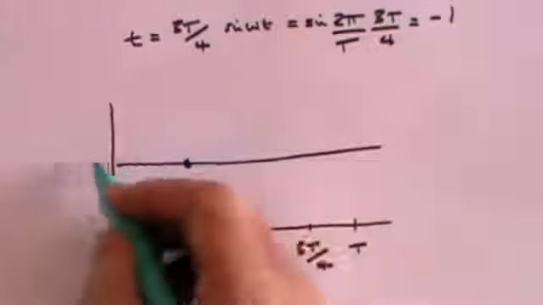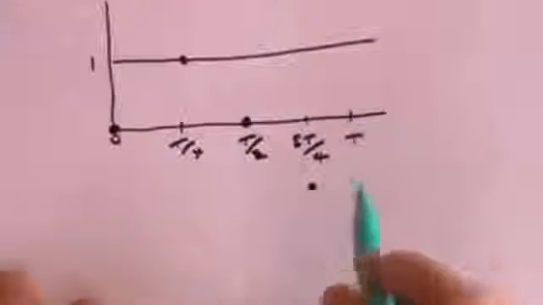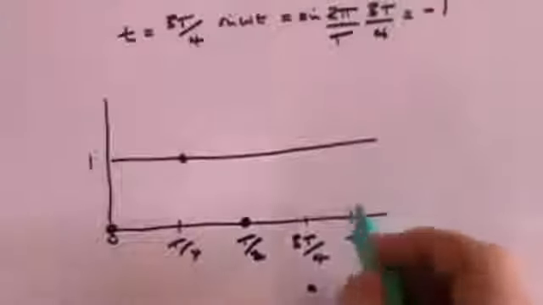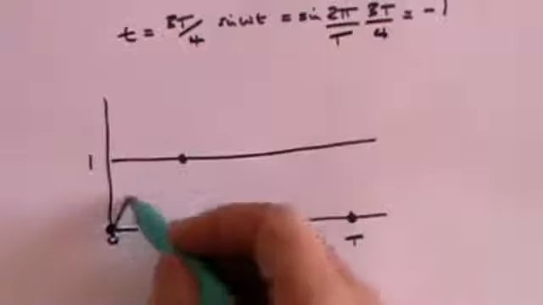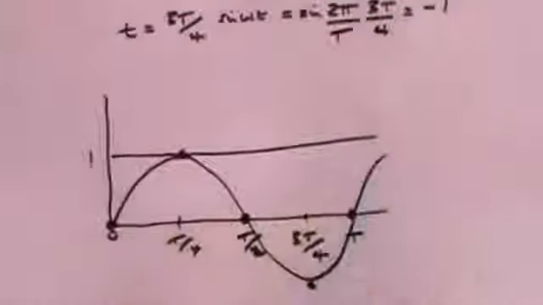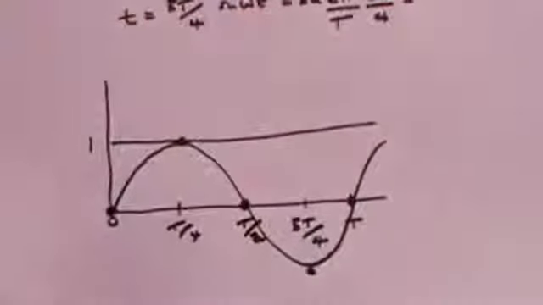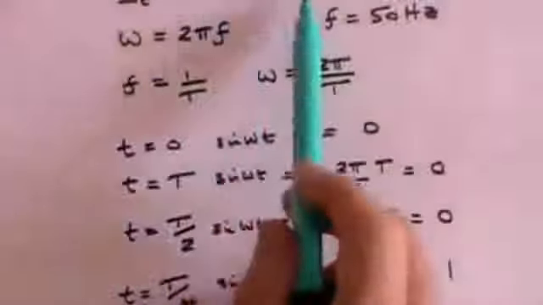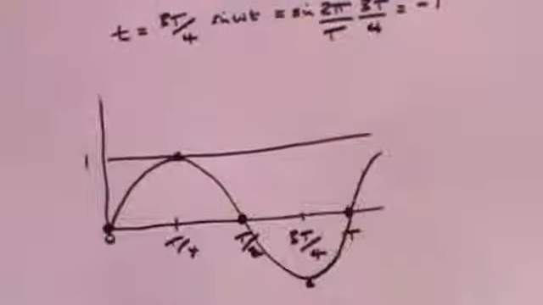Let's say that that's the value of 1. When t was T over 2, sine omega t was 0. When t was 3T over 4, sine omega t was minus 1. So that's going to be down there. And when t is T, the sine of omega t is 0. So what we've got is the sine wave we were looking for. And of course it continues to do that. So in other words, this formulation of sine omega t is what gives us this shape of sine wave.